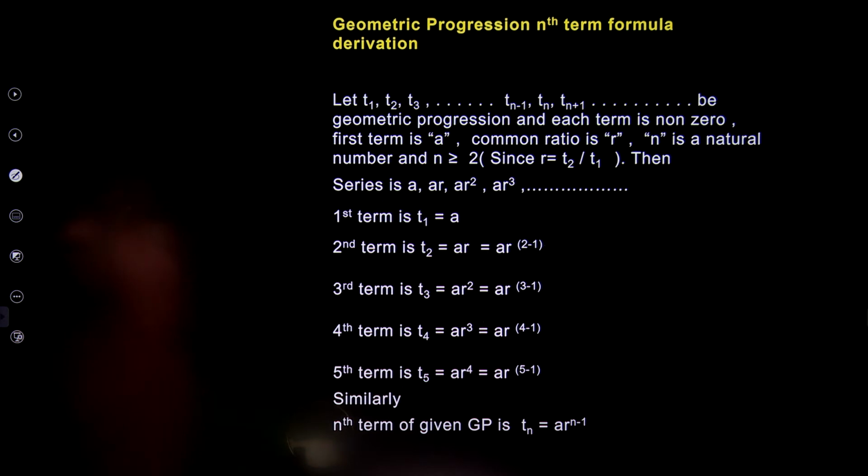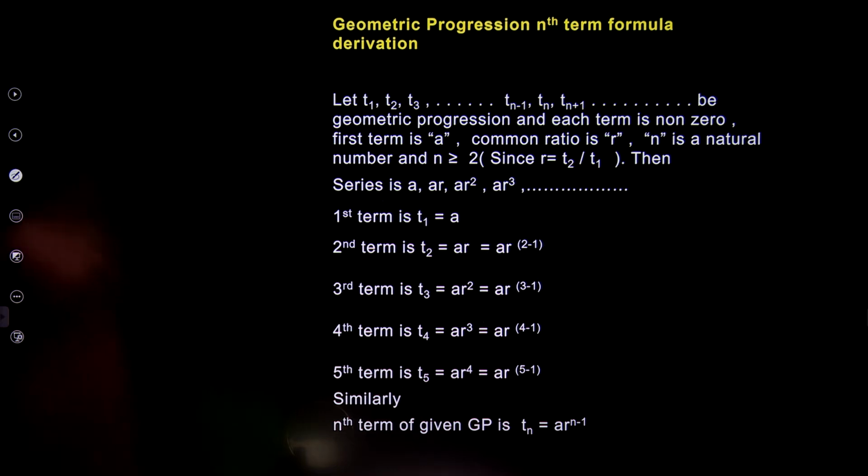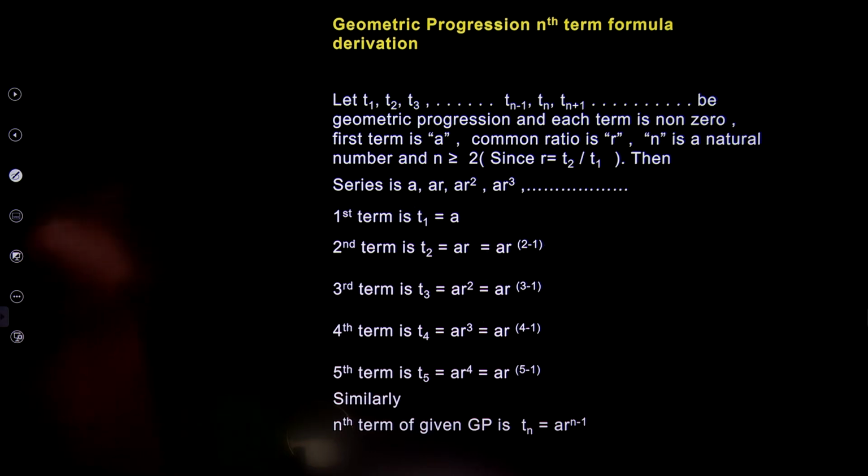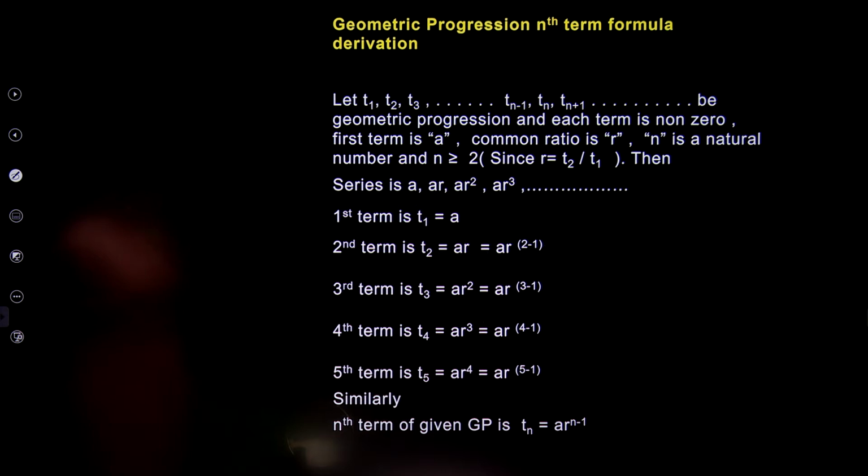Here the first term is A, that is T1, and the second term T2 equals AR, which can be written as AR power 2 minus 1. In the same way, the nth term of GP is Tn equals AR power n minus 1. Here each term is non-zero, not equal to 0, and the common ratio is R.